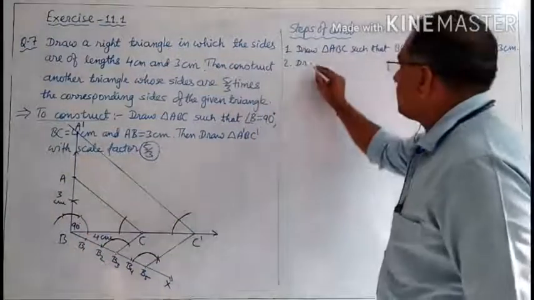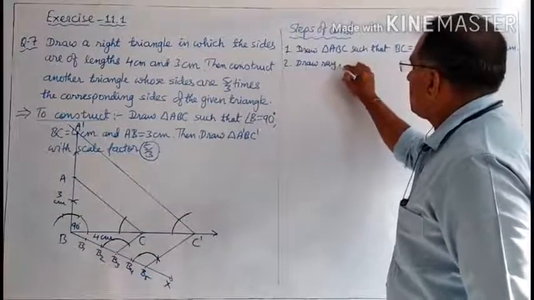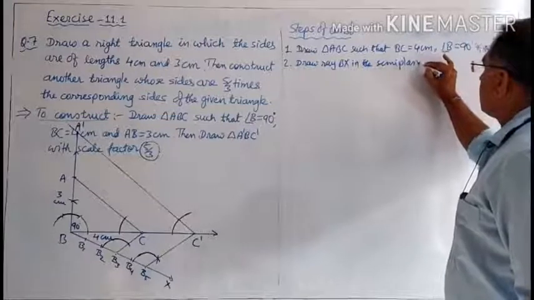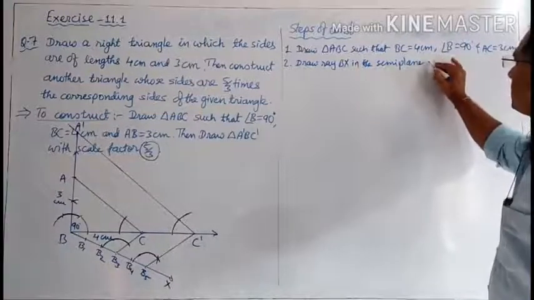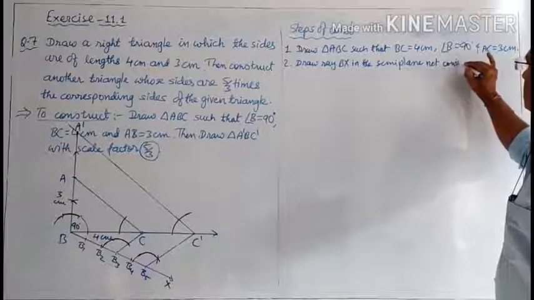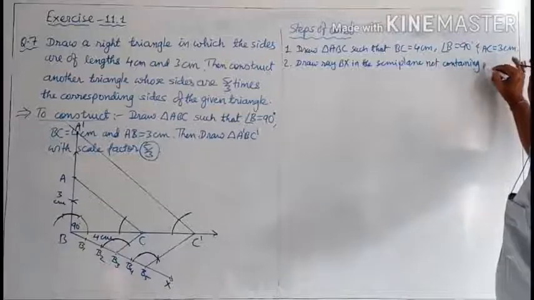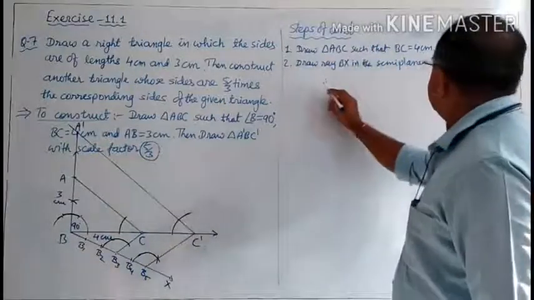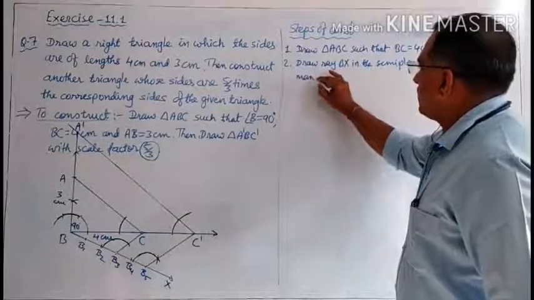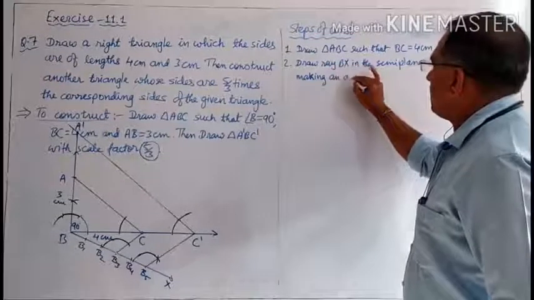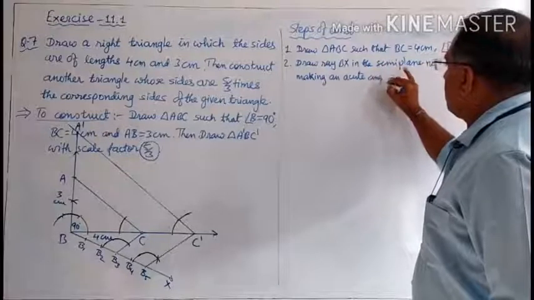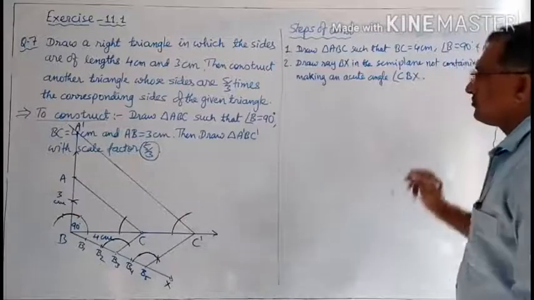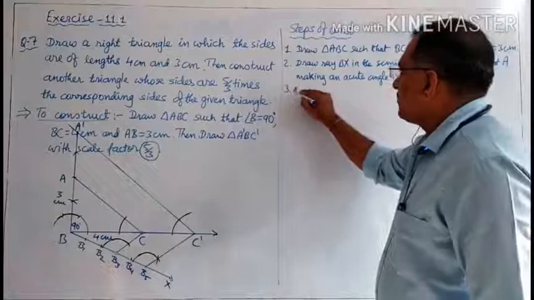So first of all we have to draw ray BX in the semi-plane not containing point A. In this semi-plane, where point A is not there, making an acute angle, here angle is CBX. Okay, then we have to mark the points.